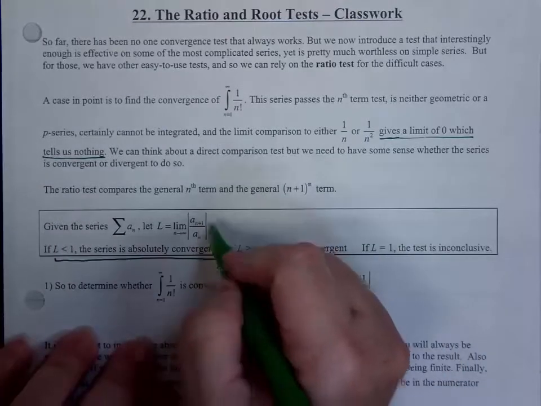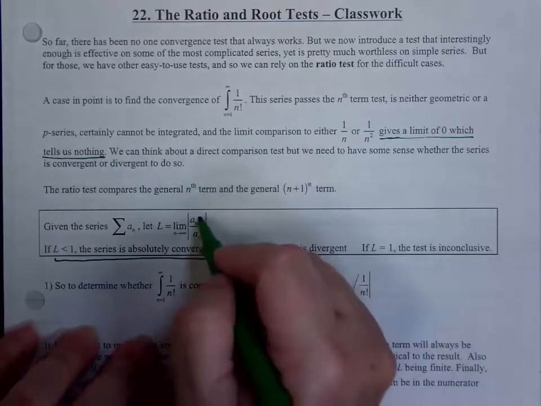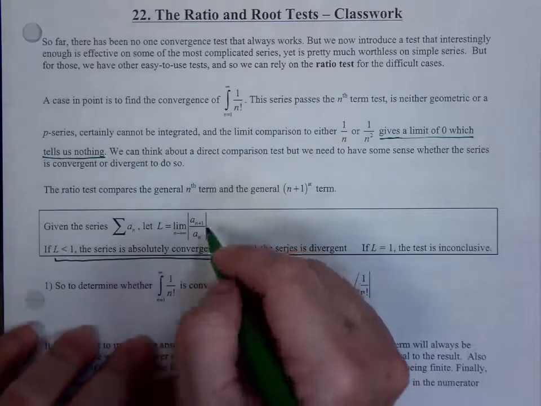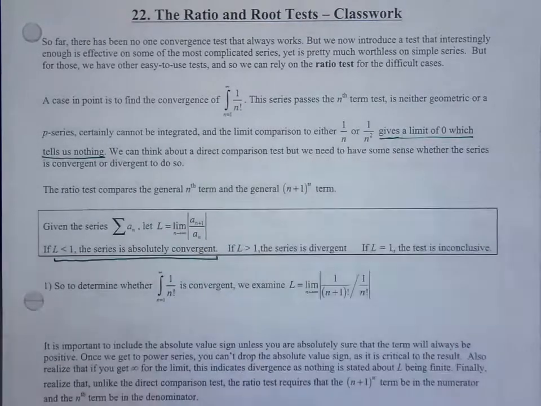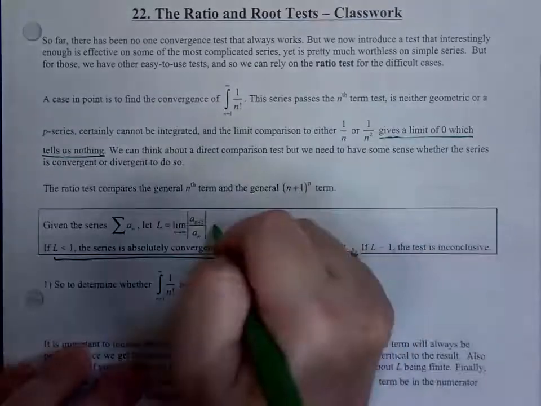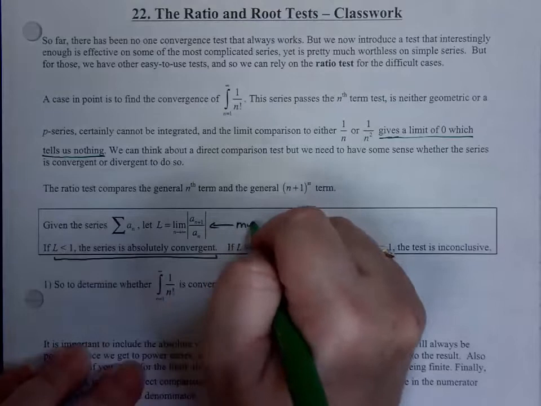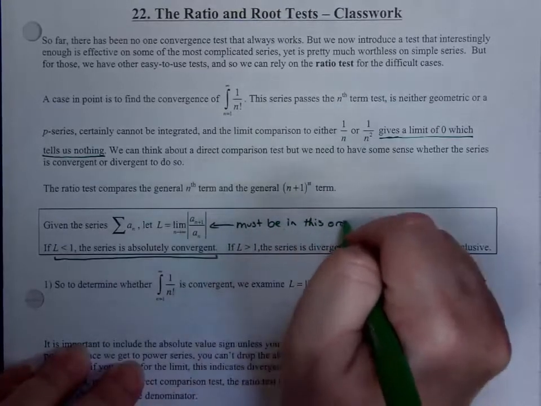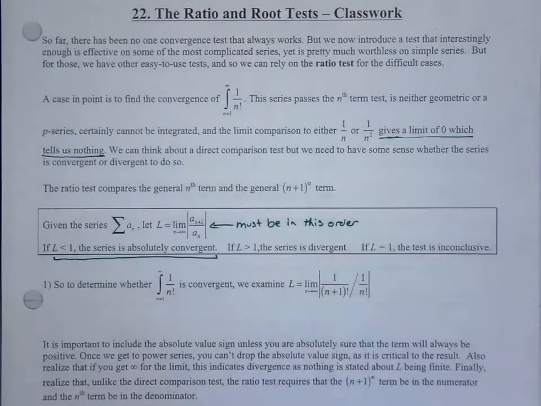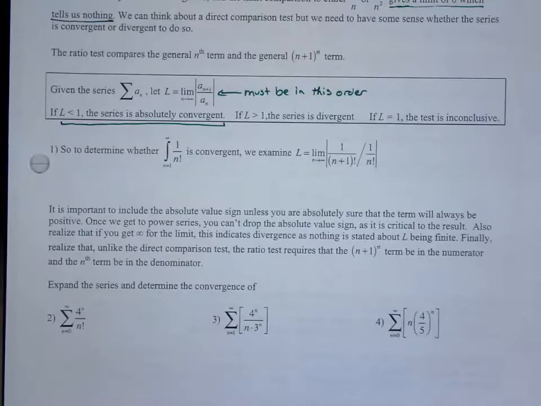Also notice one thing before I go farther. Notice that a sub n plus 1 is over a sub n. When we did the direct and the limit comparison test, it really didn't matter which one you put on top or bottom. This one it does. So it must be in this order, and it must be an absolute value.